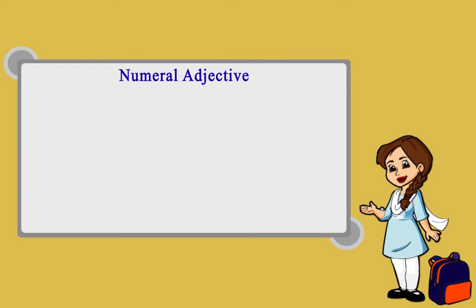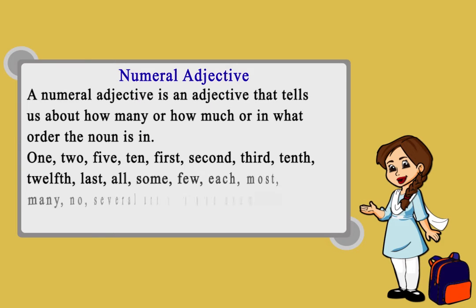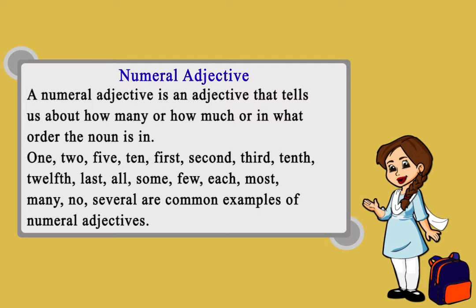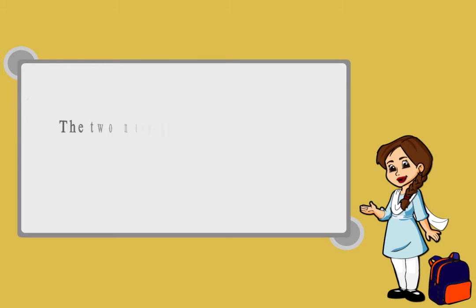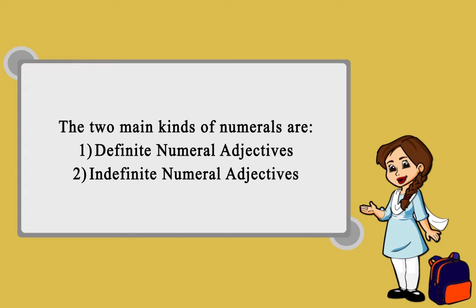Numeral adjective. A numeral adjective is an adjective that tells us about how many or how much, or in what order the noun is in. 1, 2, 5, 10. First, second, third, 10th, 12th, last. All, some, few, each, most, many, no, several are common examples of numeral adjectives. The two main kinds of numerals are definite numeral adjectives and indefinite numeral adjectives.